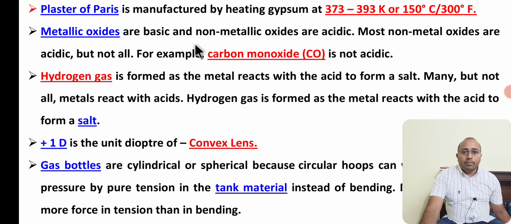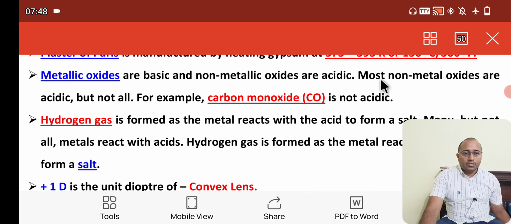You know that metallic oxides are basic and non-metallic oxides are acidic. Most non-metallic oxides are acidic, but not all. For example, carbon monoxide is not acidic.